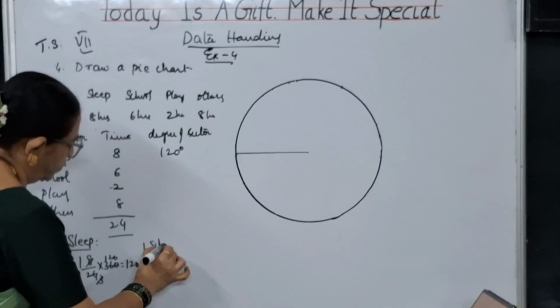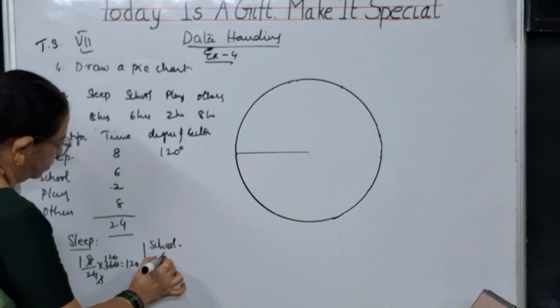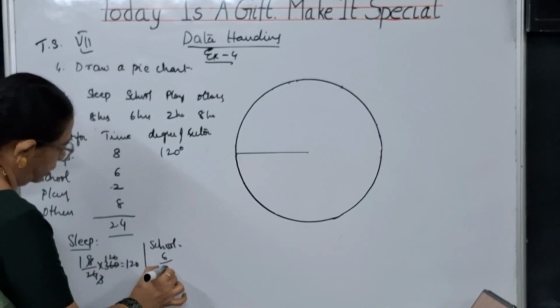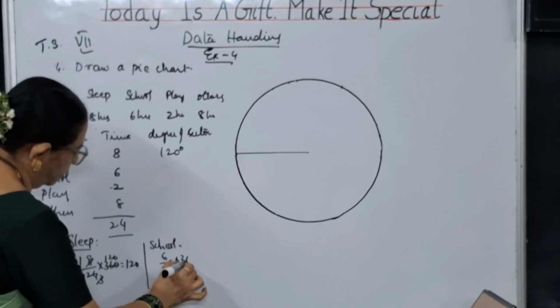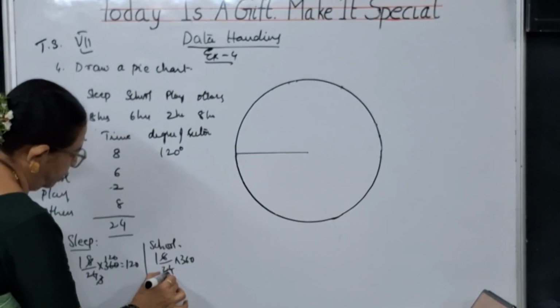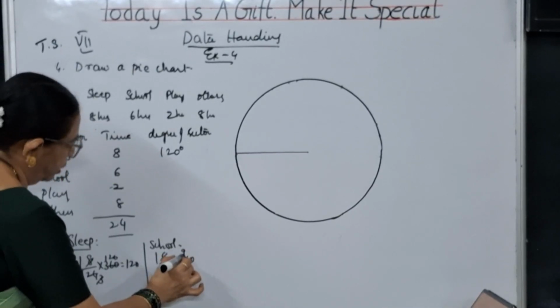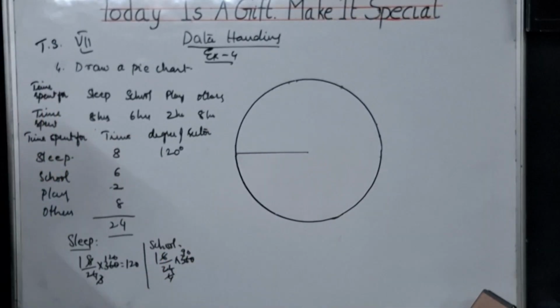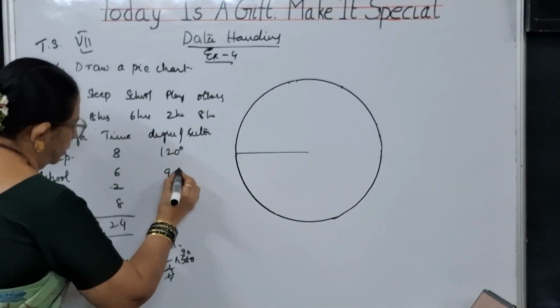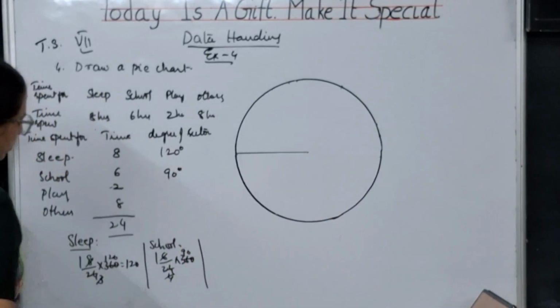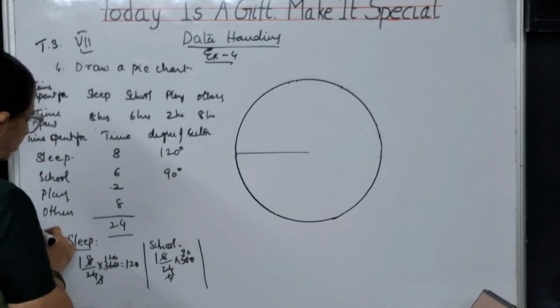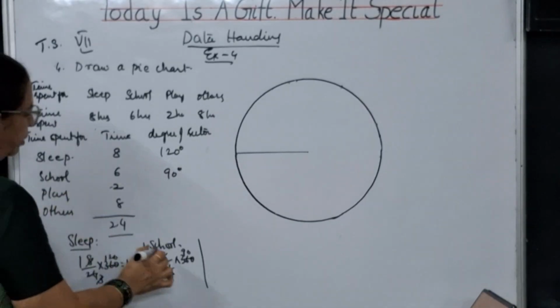Next, school. 6 by 24 into 360. 6 ones are 6, 6 fours are 24, 4 nines are 36, 0. So this is 90 degrees for school. Next, play.